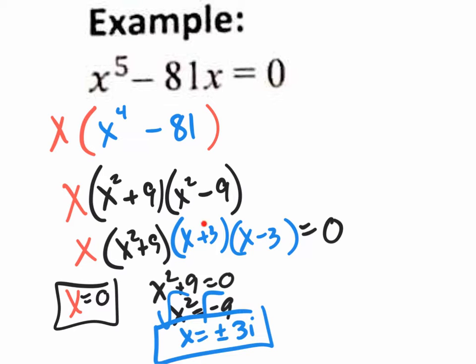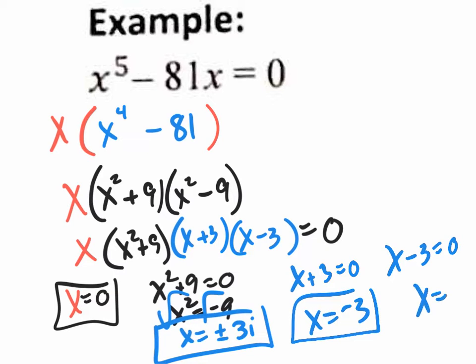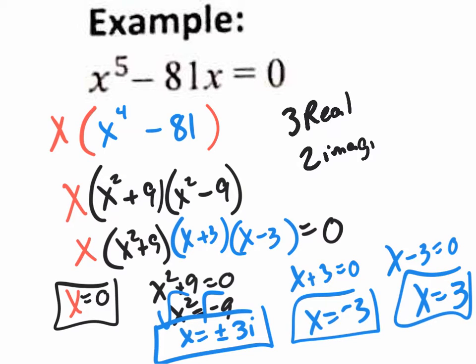Then we continue setting the rest of these equal to 0. So we have x plus 3 equals 0 and x minus 3 equals 0. That's going to give us two answers: x equals negative 3 and also x equals positive 3. So we really did have a total of 5 answers. 3 of them are real: x equals 0, x equals negative 3 and positive 3. And 2 of them are imaginary: the positive 3i and also the negative 3i. So let's write that down. In addition to our answers, there were 3 real and 2 imaginary.